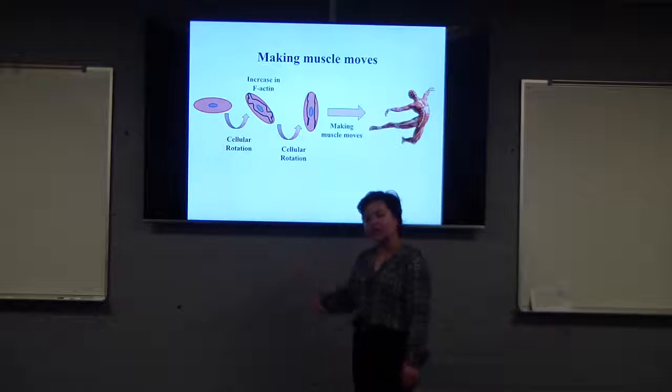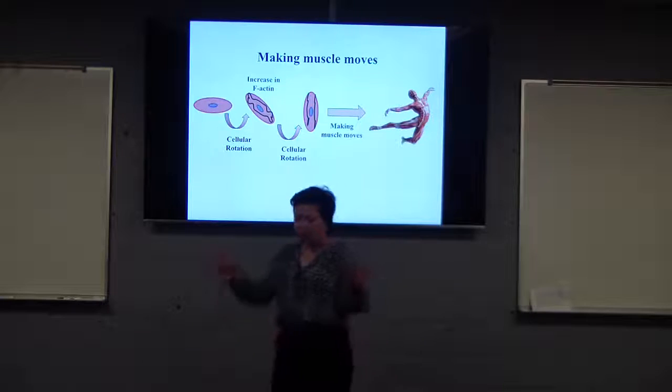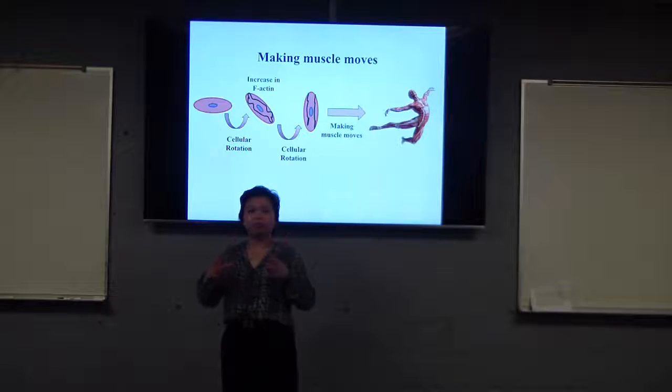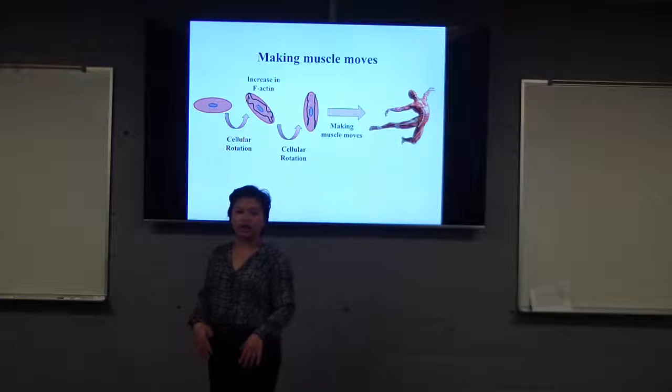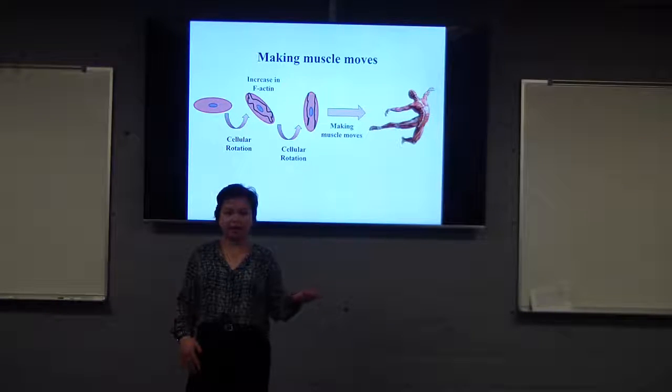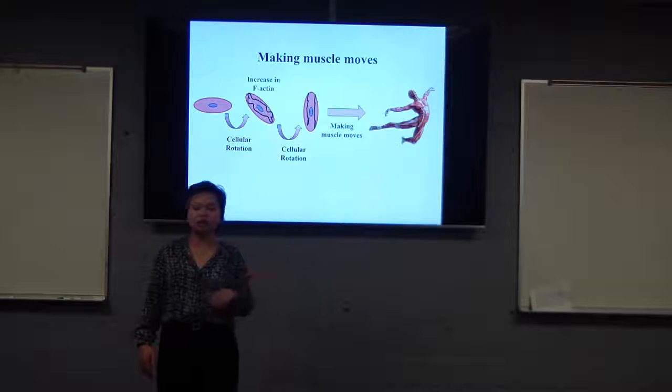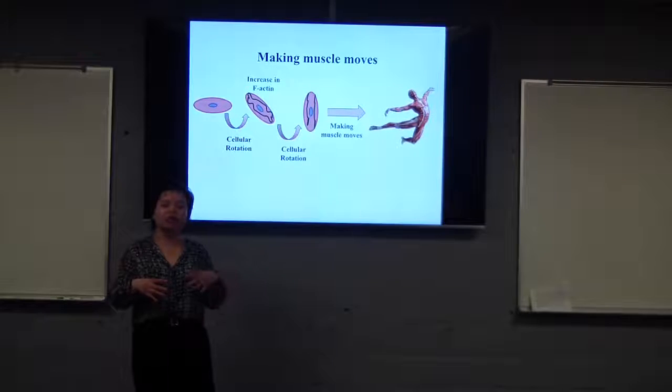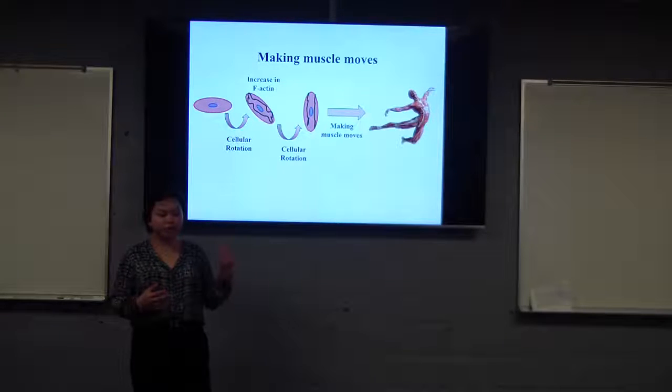Well, that's exactly what my lab studies: how one cell becomes a multitude of cells, and those cells specialize and give rise to structures like somites. Somites are specialized packages of cells that will undergo certain changes like cellular rotation in order to form muscle cells.